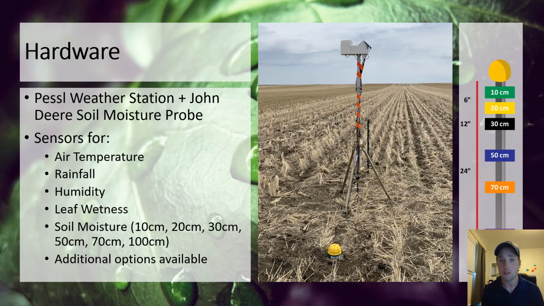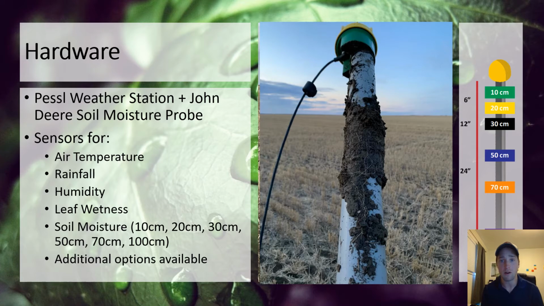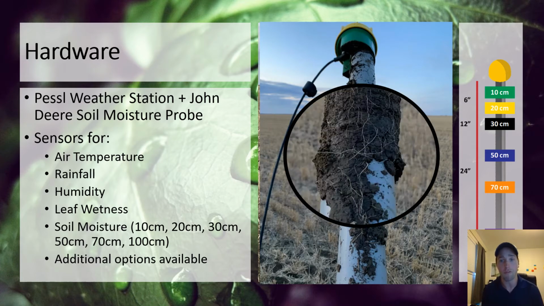So in that picture, you can kind of get a feeling of what that hardware looks like out in the field. Here's a bit of a close-up of the soil probe, and what you're looking at there is really what we're gunning for. We want that soil moisture probe to be out in the middle of the field, perfectly in a seed row, and we want the roots from that crop to be growing in and amongst that soil probe, so we're almost observing those roots with this data, and I'll get into what that looks like.